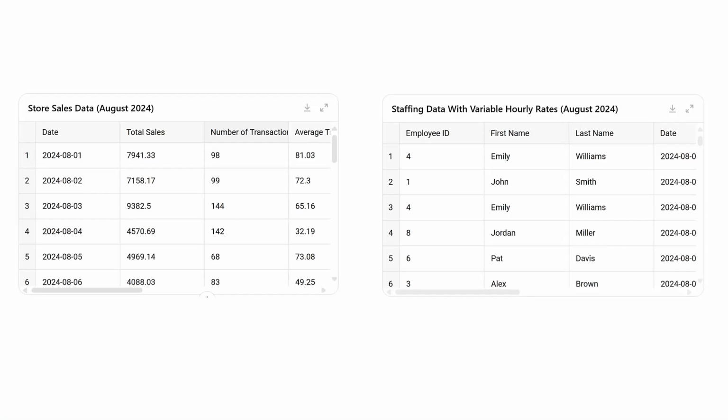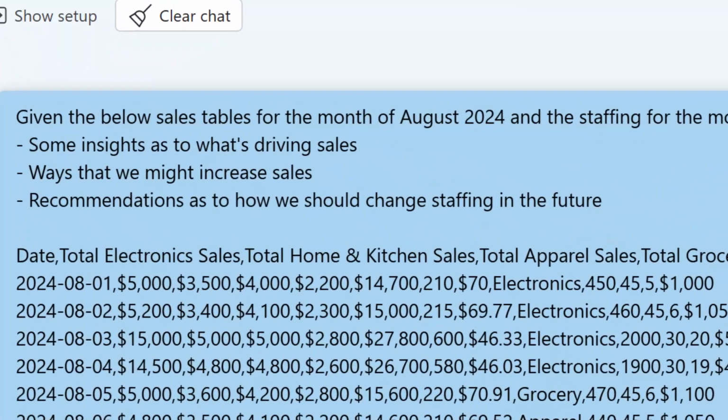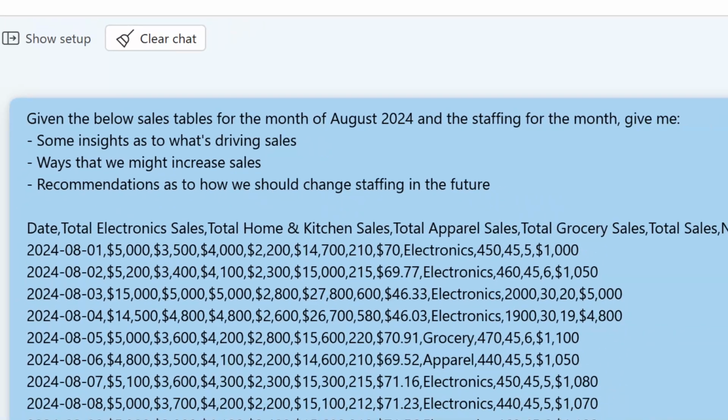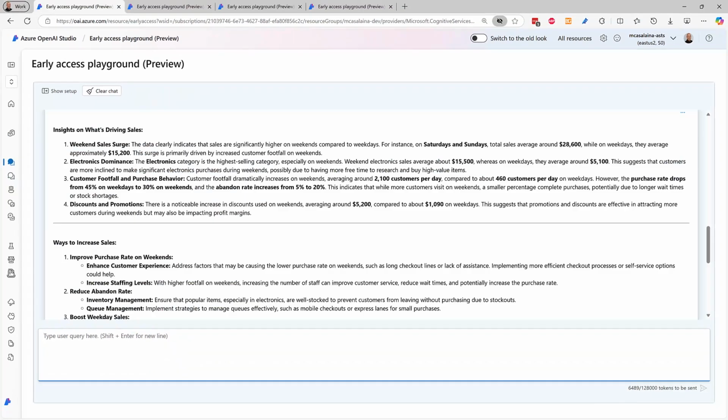In this case, we're going to give it two disparate datasets. The first one contains single store sales data for August 2024 for a fictional store, and the second one contains staffing data for that same store. We pipe that data directly into the prompt, and we ask for some insights as to what's driving sales, how we might increase it, and how we might change staffing in the future. The O1 model does not disappoint.